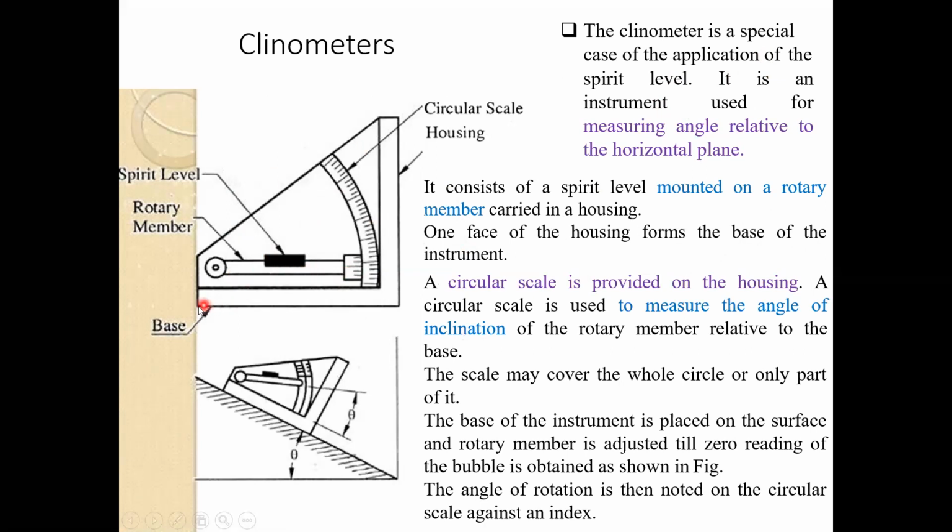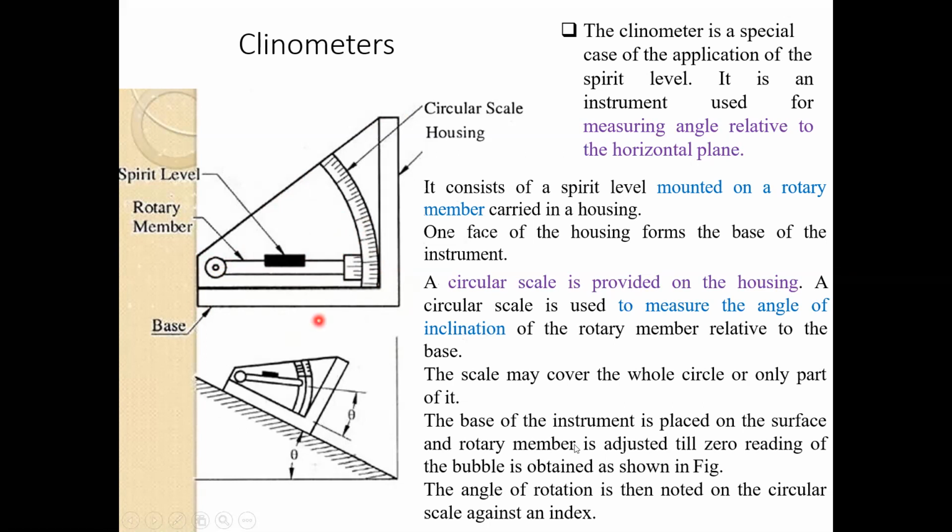This housing has a flat base and a flat vertical surface. In this housing, you are going to place the spirit level, and the spirit level is able to rotate about this hinge point. When it rotates, using a circular calibrated scale, you can measure the position variations.